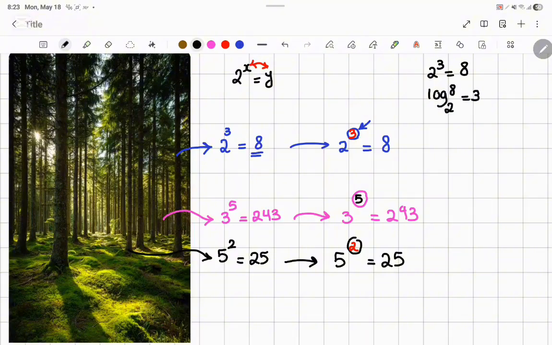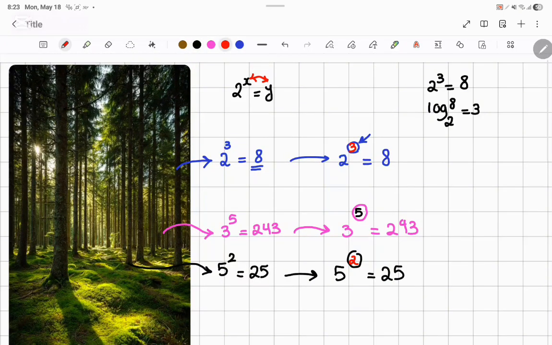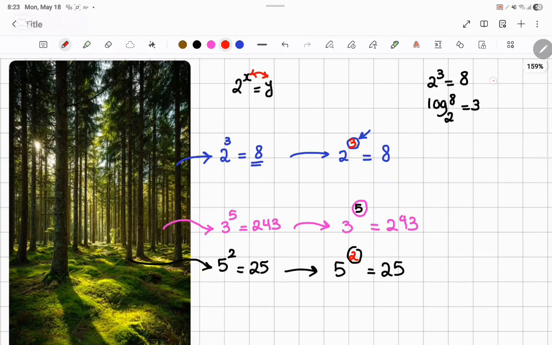Okay, and I want you to pay attention to this: without knowing this part, you can just change this to exponential form by these arrows that I will show you. Base to the power of 3 is equal to the argument. 2 to the power of 3 is equal to 8.